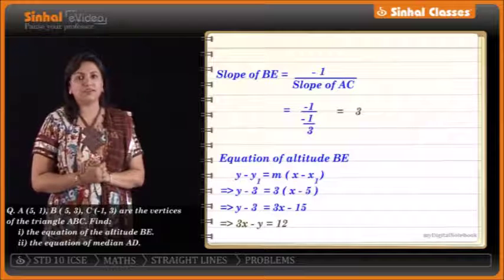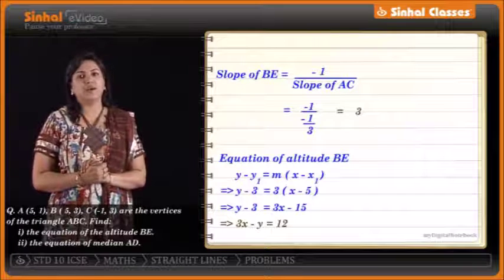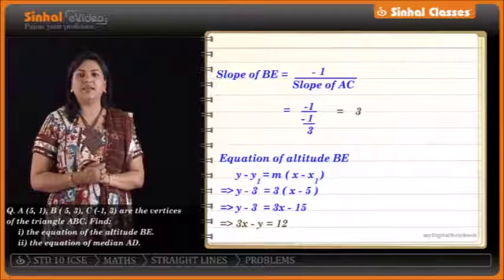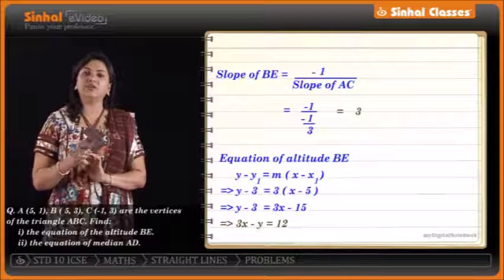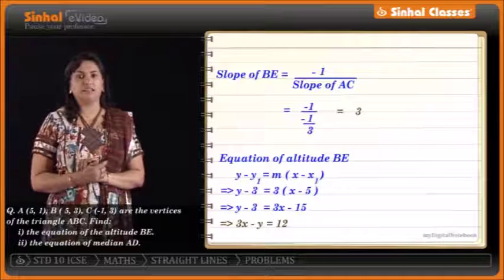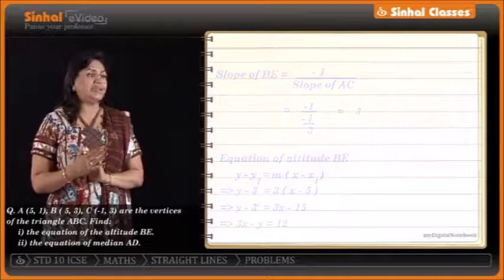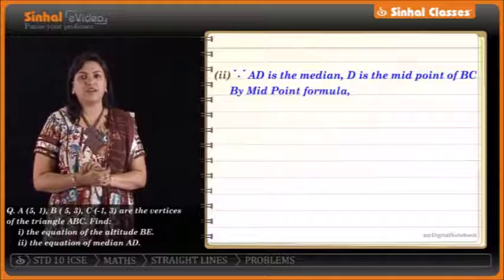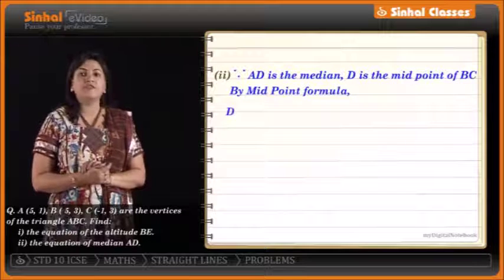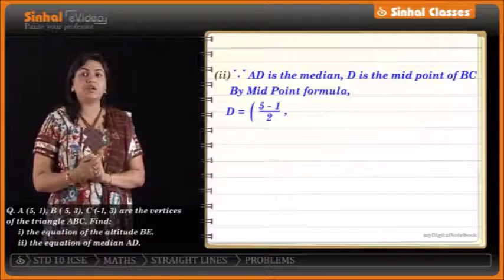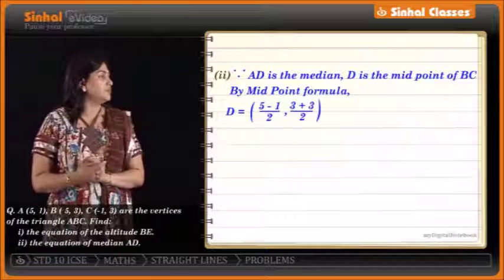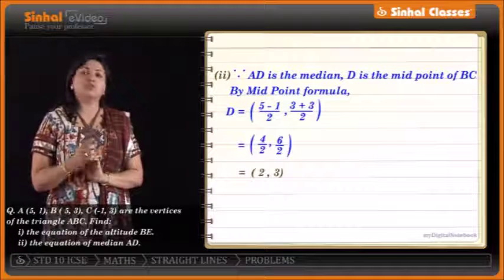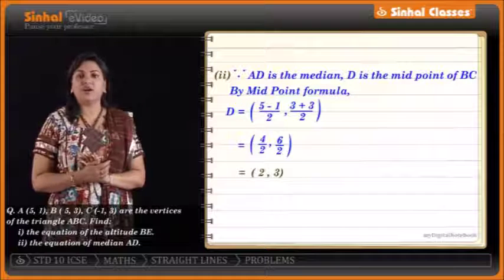Now the second part in this, we are asked to find the equation of the median AD. Now what is the property of a median? It divides the line into two equal halves, or rather it bisects the line. So we have D is the midpoint of BC. By midpoint formula, we can find the coordinates of D as 5 minus 1 upon 2 and 3 plus 3 upon 2. That is 4 upon 2 and 6 by 2. We get 2 and 3. So the coordinates of point D are 2, 3.